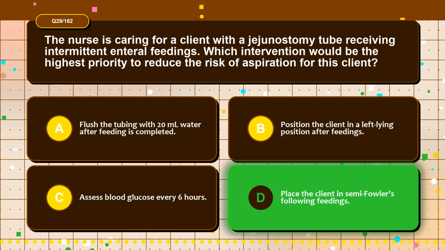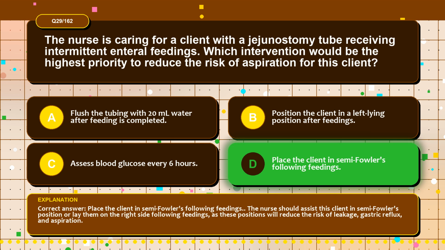The correct answer is option D. Place the client in semi-Fowler's following feedings. The nurse should assist this client in semi-Fowler's position or lay them on the right side following feedings, as these positions will reduce the risk of leakage, gastric reflux, and aspiration.